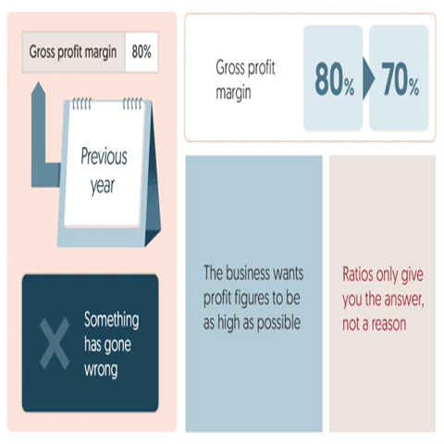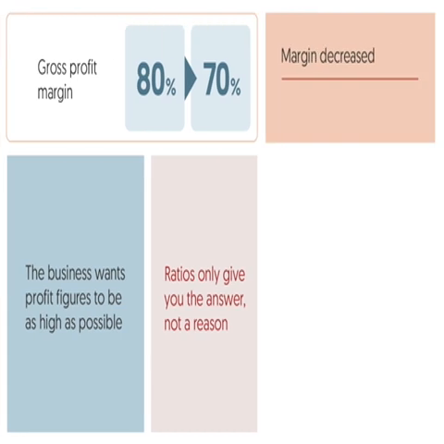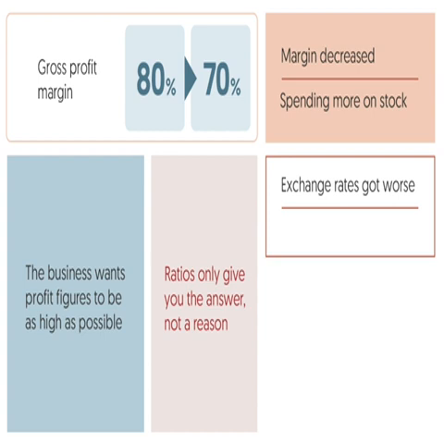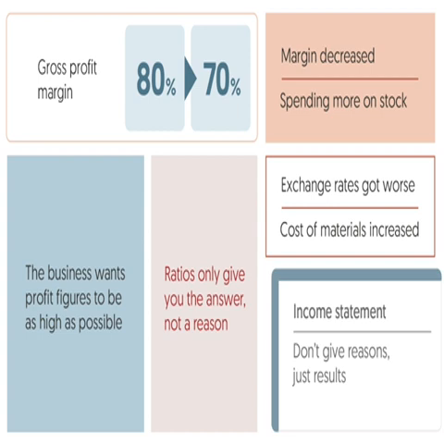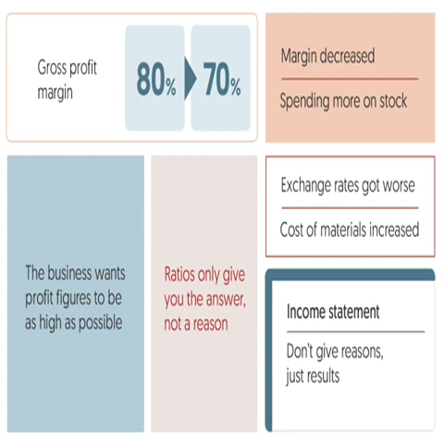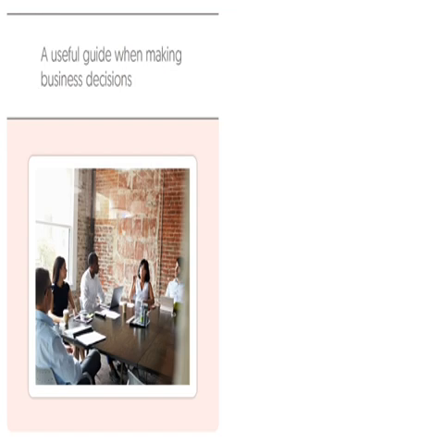But remember, when calculating things like ratios, they only give you an answer, but they don't give you a reason. Maybe the margin decreased because the business is now spending more on stock to buy better quality. Maybe exchange rates have got worse, which means the cost of materials has increased. The income statement doesn't give reasons for the figures, just the results. Despite this, they're a useful guide when making business decisions.